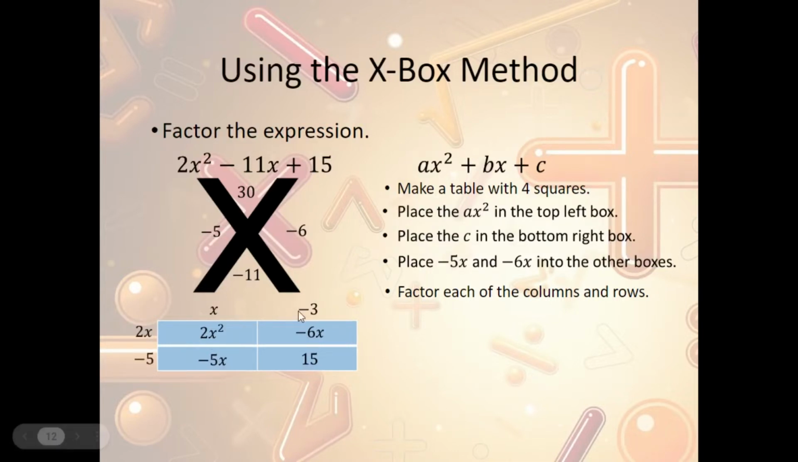So we have x minus 3 and 2x minus 5. And we place those into our solution. So now we have 2x minus 5 and x minus 3 as our answer.